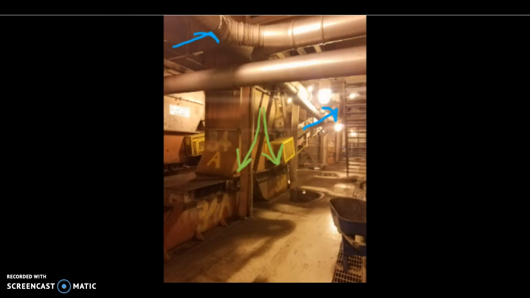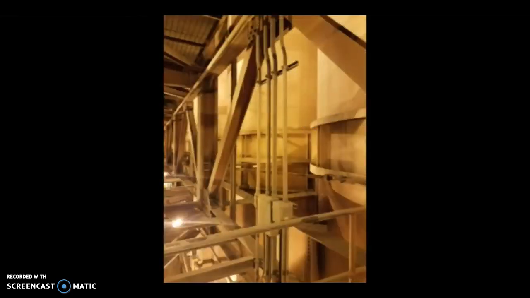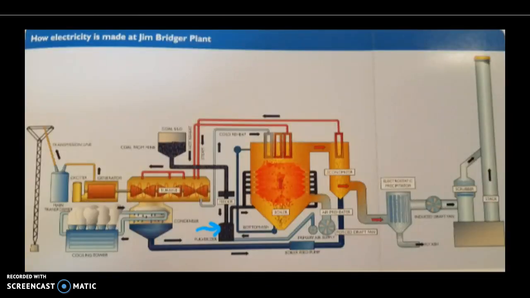The coal is then transported along conveyor belts shown by the blue arrows. It is then dropped down into the coal silos by the green arrows. These are the large coal silos in which the coal is being held. The coal is then pulverized, shown by the blue arrow, and is turned into a very, very fine powder to the consistency of baby powder.